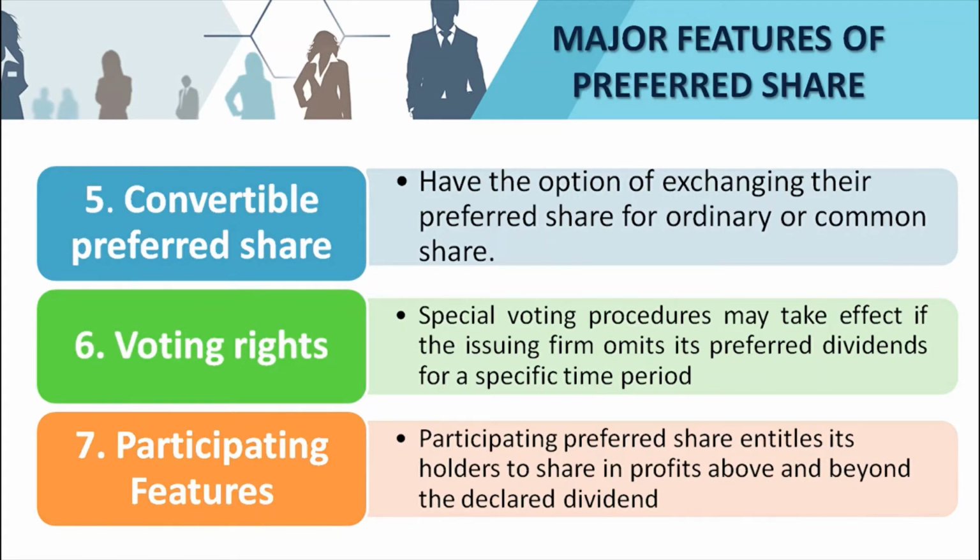Special voting procedures may take effect if the issuing firm omits its preferred dividends for a specified time period. So dito sa preferred share, the shares do not assign voting rights to their holders, but some preferred shares allow its holders to vote on an extraordinary event. Number 7, participating features. Participating preferred share entitles its holders to share in profits above and beyond the declared dividend.